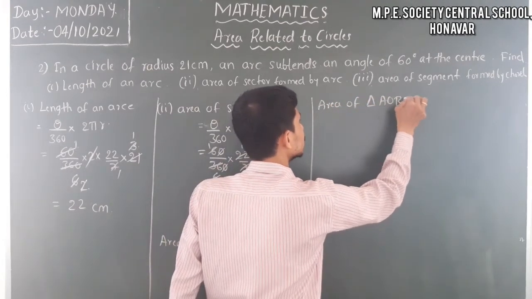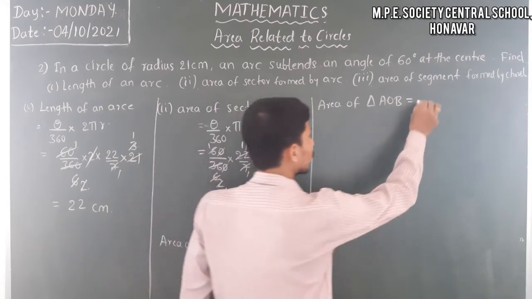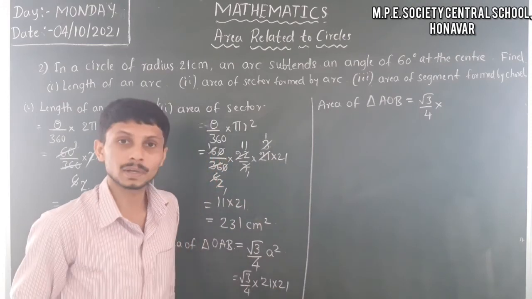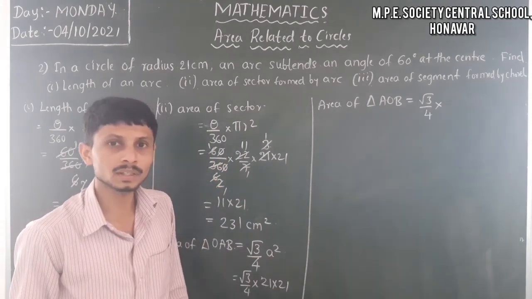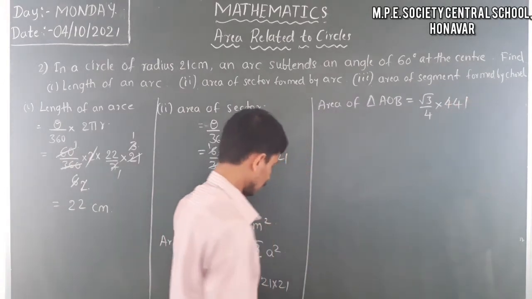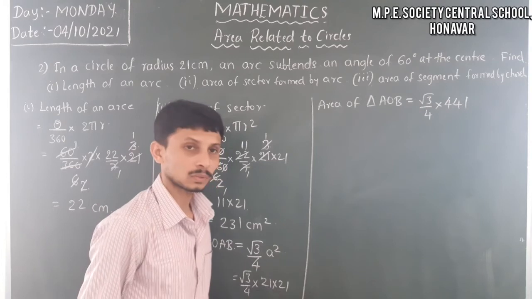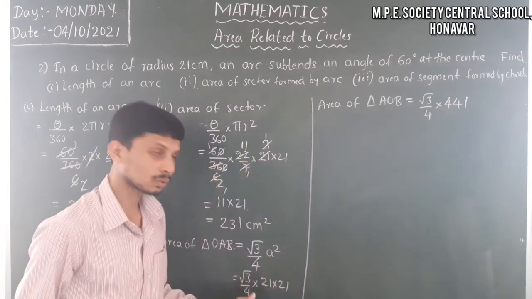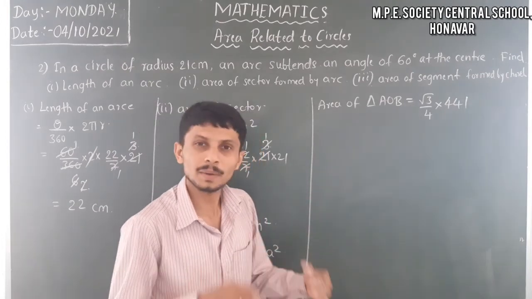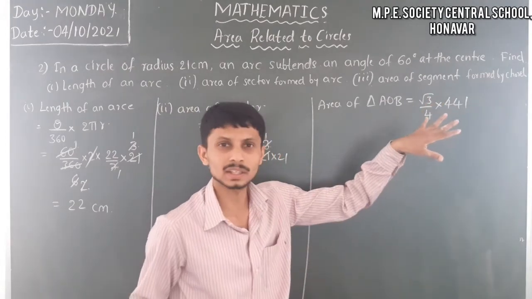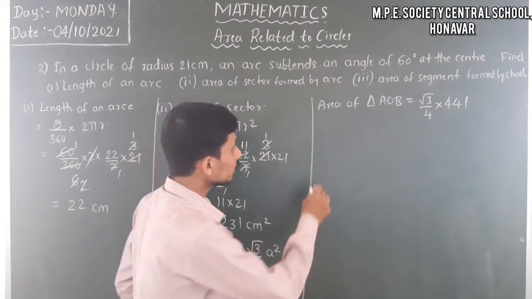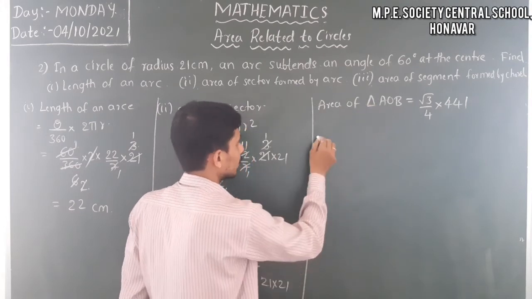Area of triangle AOB is equal to root 3 by 4 into 21 square. 21 square is nothing but 441. You can multiply 21 into 21: 1 remains, 21 into 2 is 42, plus 2 is 44, so 441. It is not possible to simplify further, and if you do, you get decimals. No need. Here we have the area of triangle AOB, and we can move on to the next one, the area of the segment directly.